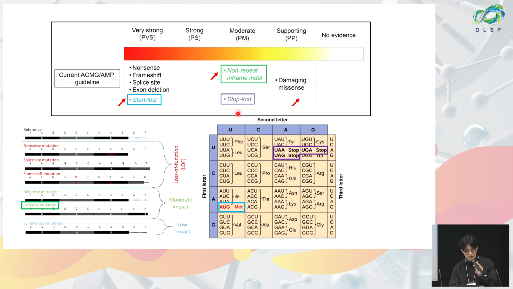And stop-loss variants disrupting the stop codon and causing read-through of the reading frame are classified as moderate. Damaging missense variants only changing one amino acid are classified as supporting. But I suspected whether this is really correct or not. And we decided to use open life science data to inspect this.